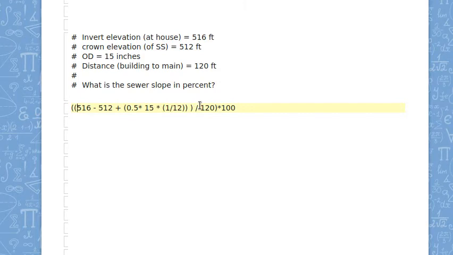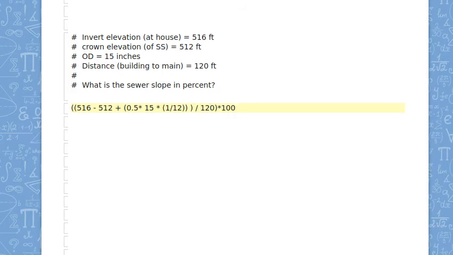So our first thing we're going to do is the invert elevation at the house minus the crown elevation. See, it's a lower number. It's not going to go uphill. Plus 1/2, which is 0.5, times the outer diameter. And to convert outer diameter from inches to feet, we have to multiply that times 1 foot divided by 12 inches. And then we close those parentheses up there to make sure it follows the order of operations. Divide that by 120 feet times the 100%.